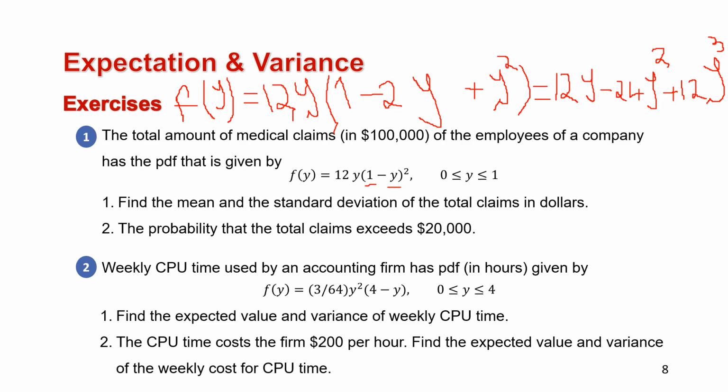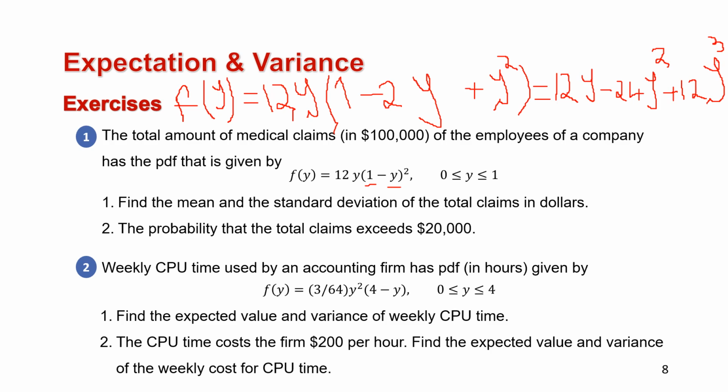Question number 2, weekly CPU time, measured in hours, used by an accounting firm has the PDF given by this form. f of y equals 3 out of 64 y squared times (4 minus y), for y from 0 to 4. Find the expected value and the variance of the weekly CPU time, the expected value of y and the variance of y.